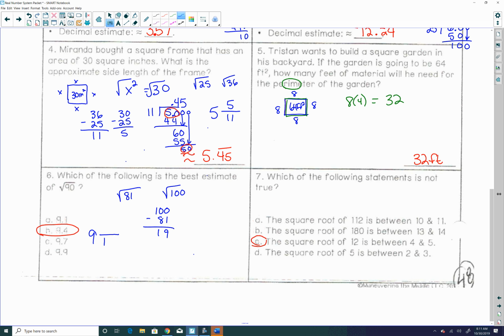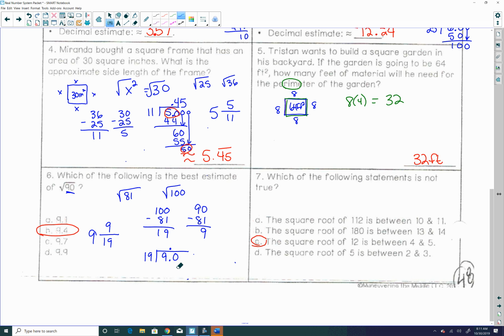That's my denominator. To figure out the numerator, take the number I'm looking for, 90, minus the lower perfect square, 81, and my numerator here is going to be 9. Changing 9/19 into a decimal, 9 divided by 19. 19 can't go into 9, so I need to add a decimal here. 19 can go into 90.